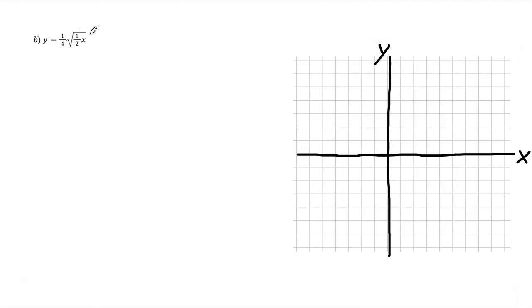Again, this looks like some kind of manipulation, modification of the square root function. So this is going to be our base function. This is the one where we get our key points from. It doesn't look like anything else, right? Doesn't look like any of these parent functions I discussed before. So let's go with the square root function.